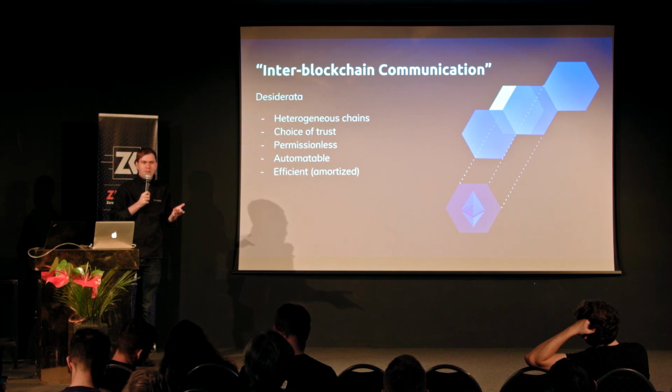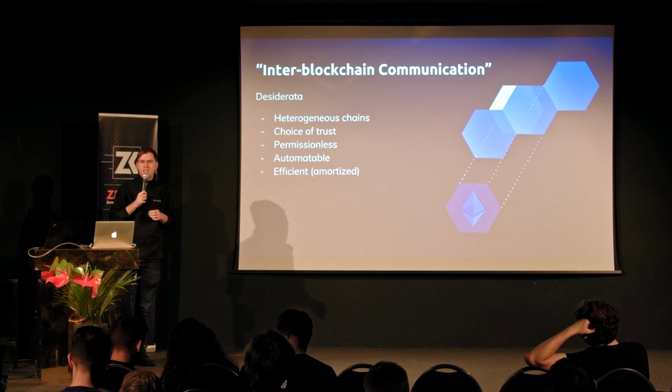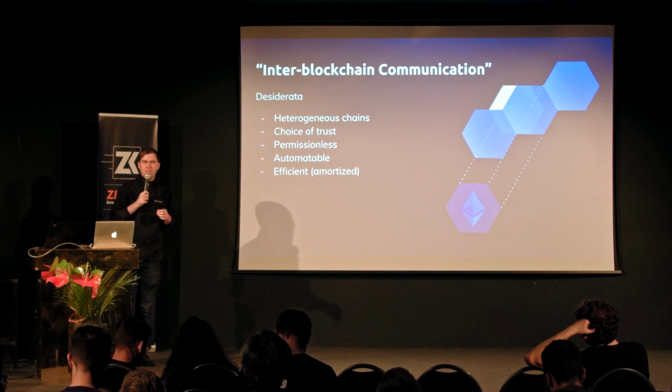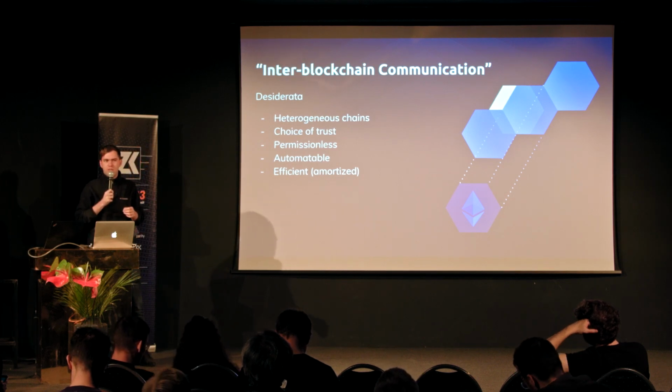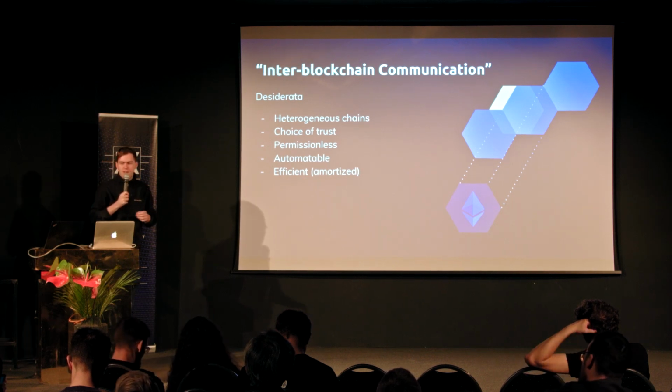We want it to be, in the same vein, automatable. Smart contracts should be able to use the interchain system. And we want it to be efficient, at least in the amortized case, such that most of the traffic and transaction throughput should be used by the actual data and the actual state transitions, not the consensus proofs.